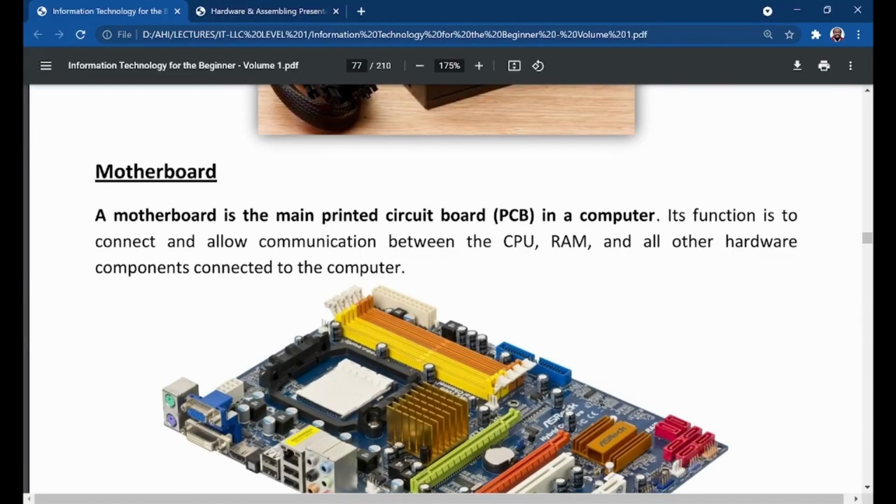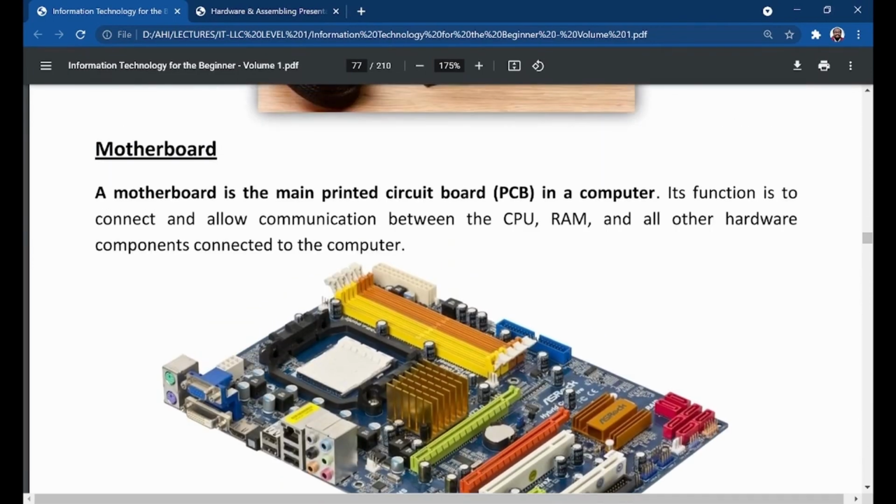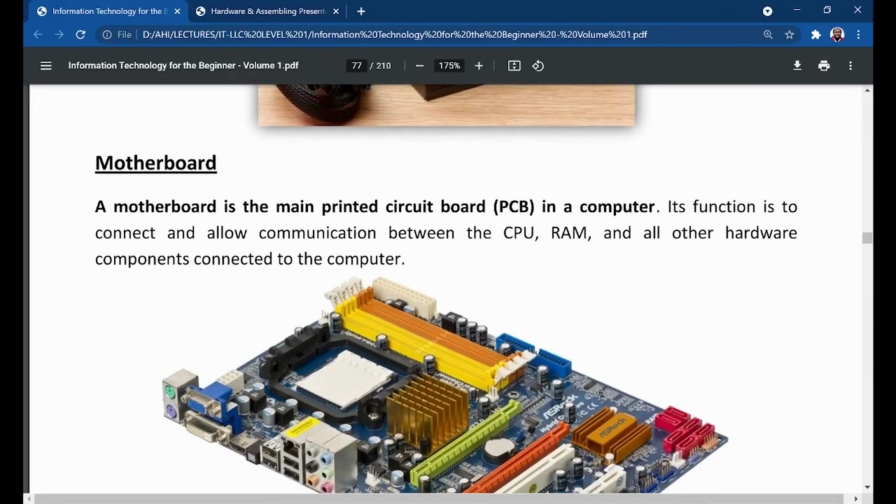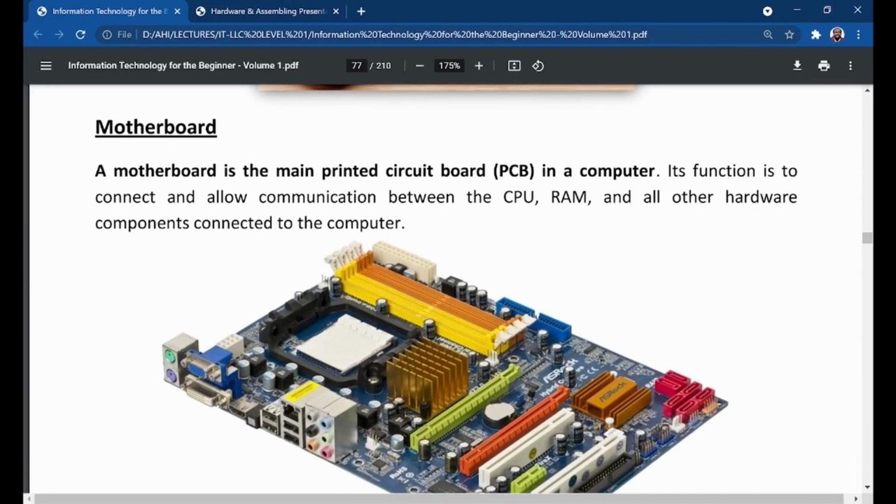Its function is to connect and allow communication between all other hardware components connected to the computer. The motherboard itself is a hardware component, and its main function is to be a connection point or a hub for all other hardware that will ever be connected to the computer. They are all connected directly onto the motherboard. Number two, the motherboard allows communication between all the components, from the CPU to the RAM and all other components.